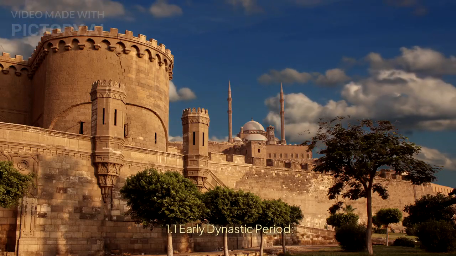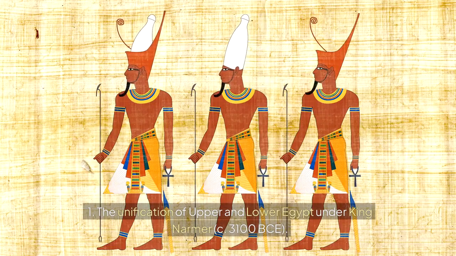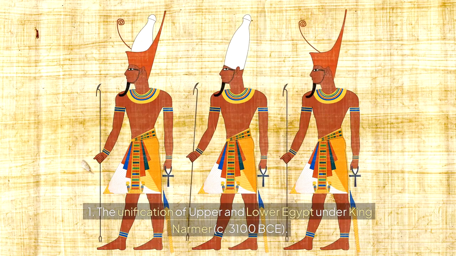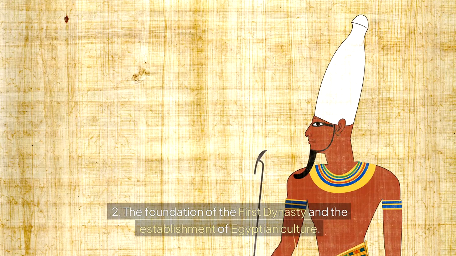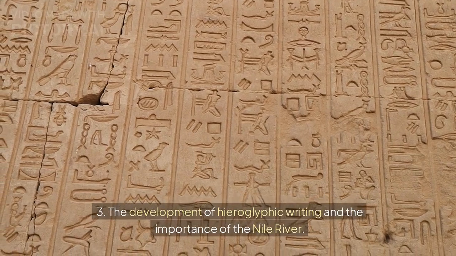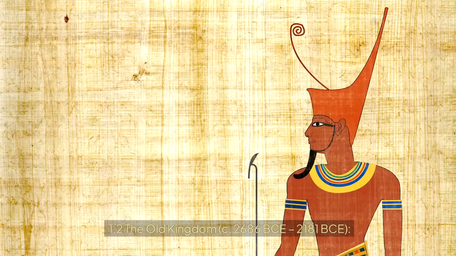1.1 Early Dynastic Period. 1. The unification of Upper and Lower Egypt under King Narmer, circa 3100 BCE. 2. The foundation of the First Dynasty and the establishment of Egyptian culture. 3. The development of hieroglyphic writing and the importance of the Nile River.